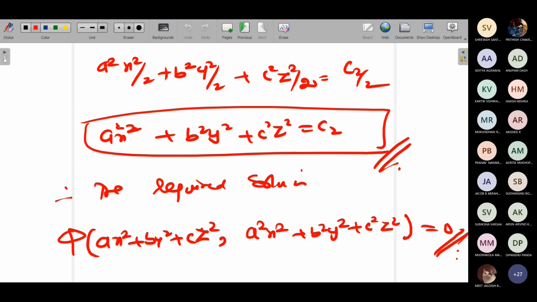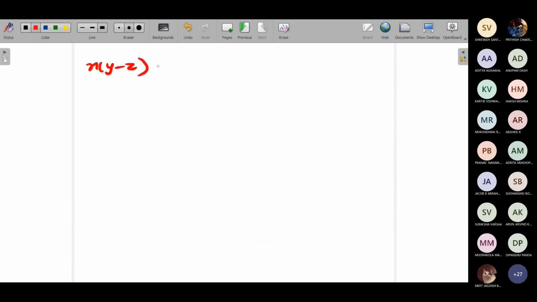Okay, you can take down. Solve x into y minus z into p plus y into z minus x into q is equal to z into x minus y. So what will be the subsidiary equations?